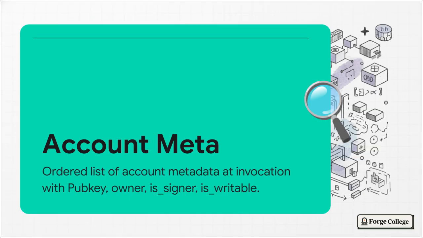It details who you are, meaning your pub key and owner, and what you intend to do using two very specific Boolean flags, is signer and is writable. Now, these flags don't live on the account itself. You have to explicitly bring them to the door every single time you invoke an instruction.